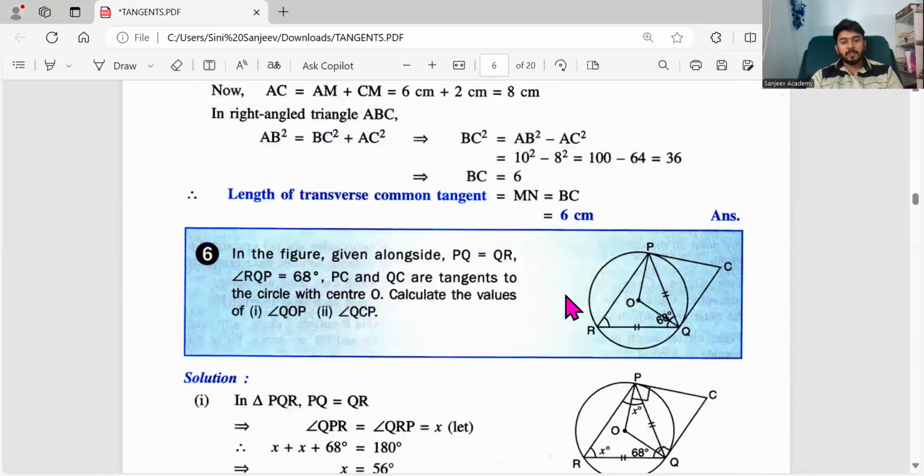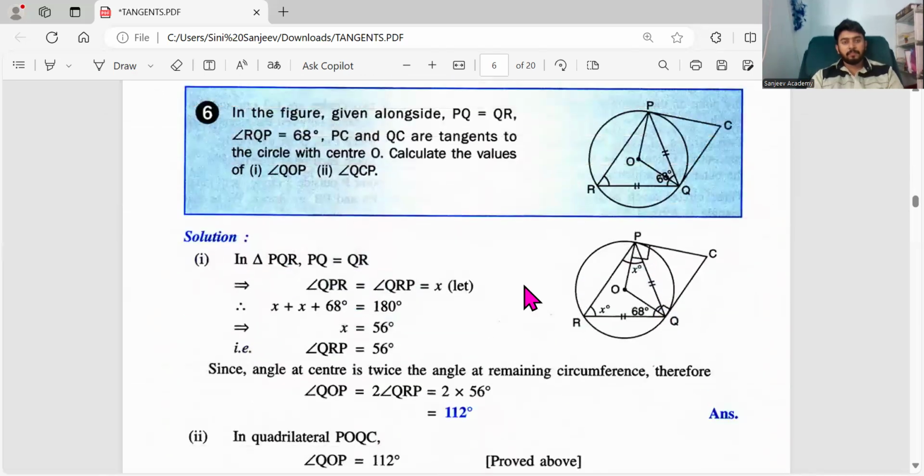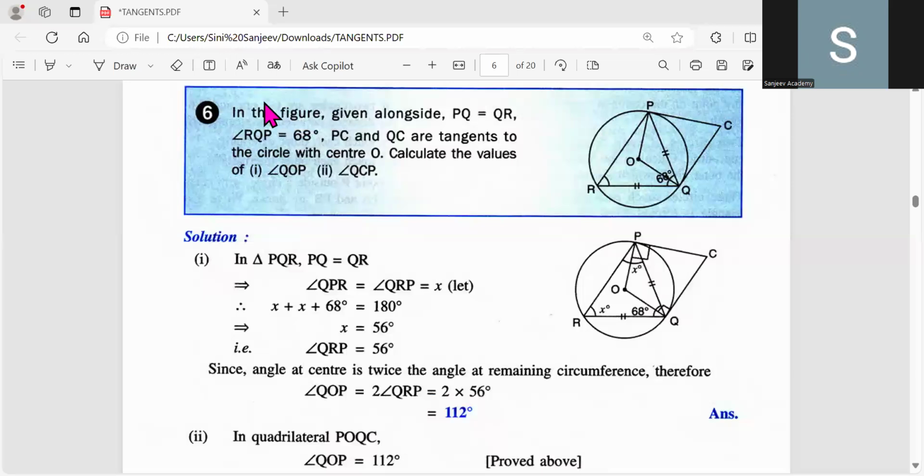Are there any important questions? So let's see this question in the figure. Given PQ is equal to QR, angle RQ is 60 degree. PC and QC are tangents to circles with center O. Calculate the values of angle QOP and angle QCP. Correct. So whatever you need to join, please join. In this figure, nothing is required, so no need to join anything.